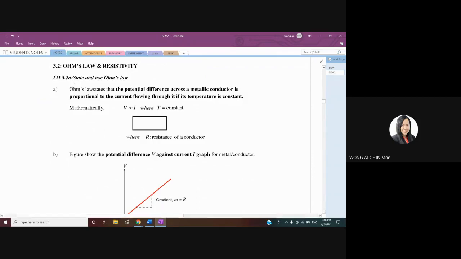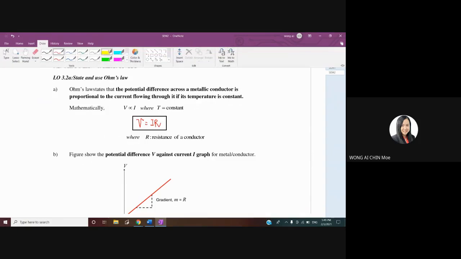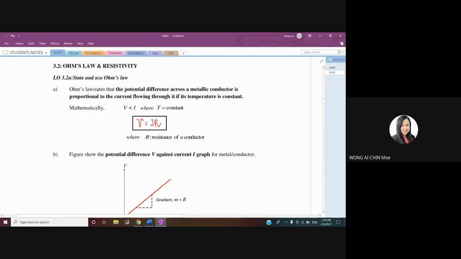Okay, so Ohm's law states that the potential difference across a metallic conductor is proportional to the current flowing through it if its temperature is constant. So we can write it as V equals IR. Okay, so this is Ohm's law, meaning that V equals IR.